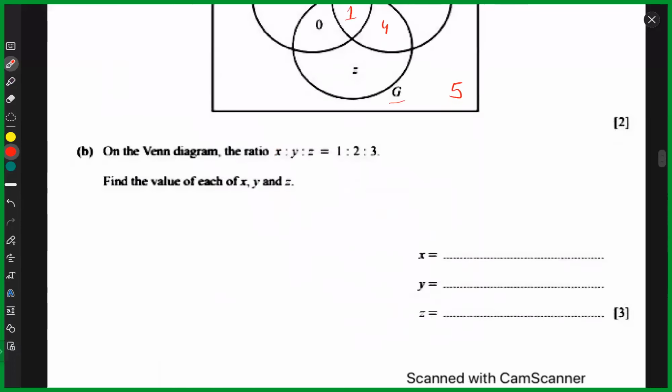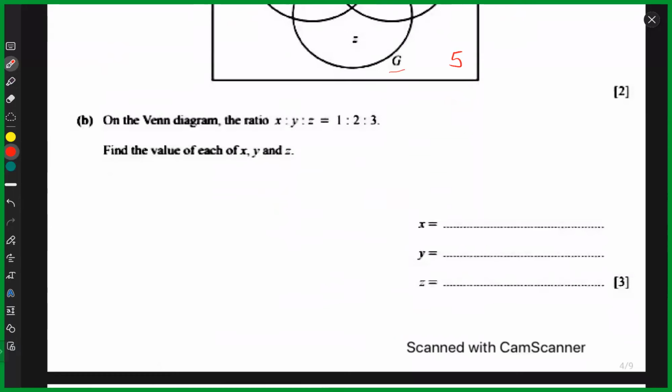Acha, for the second part, it says on the Venn diagram, the ratio of x, y, and z is 1, 2, 3. Find the value of each x, y, and z. So we will do this part once we are done with the chapter that we were discussing yesterday, just so we are done with all the concepts of rate, proportion, and ratio. Then we'll come back to it and then we'll solve it. Okay, so for now, just leave this question, because things would make more sense. I can explain it to you right now as well, but this would be very, very complicated for those who missed yesterday's class, who were not able to understand anything because that was the first class. Okay. Acha.